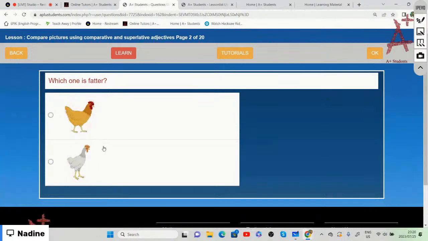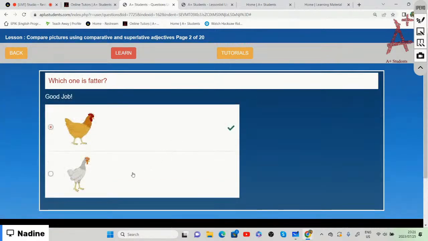Which one is fatter? We are comparing the two chickens to one another, the brown chicken as well as the gray chicken. We need to identify which one is fatter. Is it the brown chicken or the gray chicken? If we look at both of these chickens in size, then we can say the top one, which is the brown one, is fatter than the gray one.